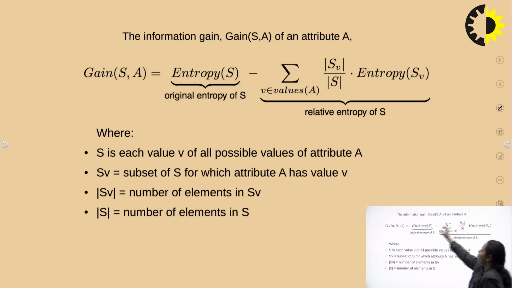This is the formula for information gain. Whatever entropy we calculated with the previous formula, from that entropy we subtract the sum of Sv upon S into entropy of Sv. This is the relative entropy of S. So the original entropy we calculated previously using the formula, from that we reduce the relative entropy of S, and based upon that we decide which node is going to exist in the decision tree as a root.